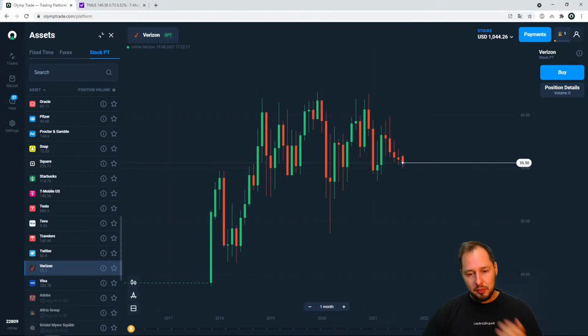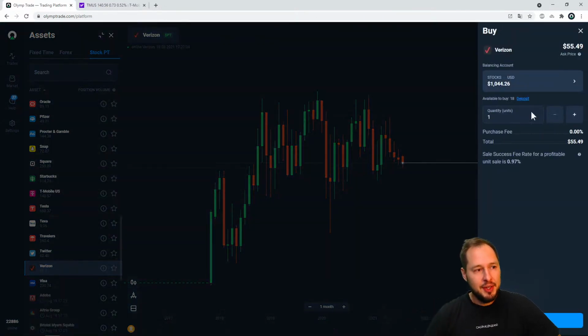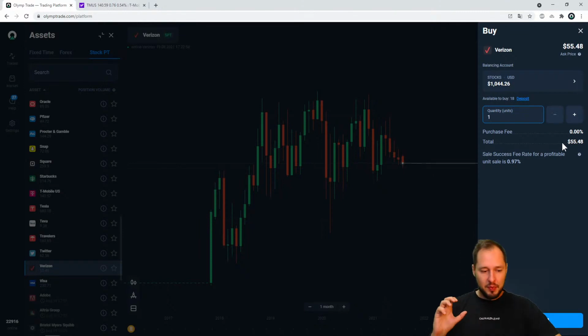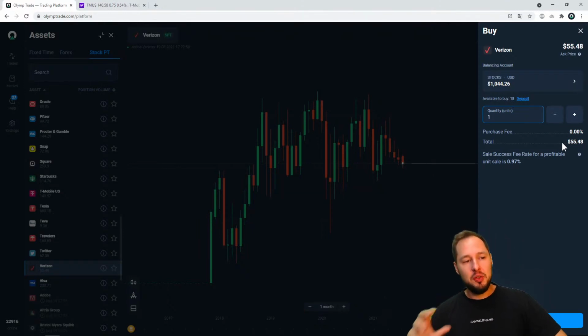Okay, so we do have the comparison, and I do believe that I'm going to choose Verizon over T-Mobile from this point of view, because it's better on technical analysis, and it's better on fundamental analysis. So I'm going to proceed with our first buy trade here. I need to change my account to my specially created stock account. I will choose the quantity of 1 unit. Please take into account these details.